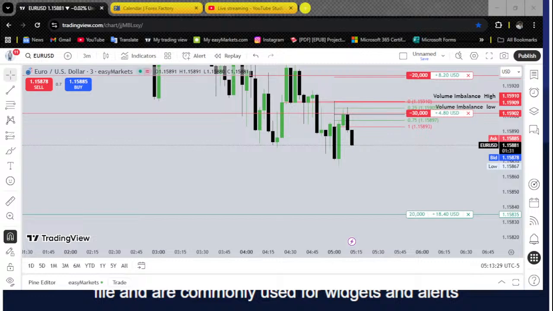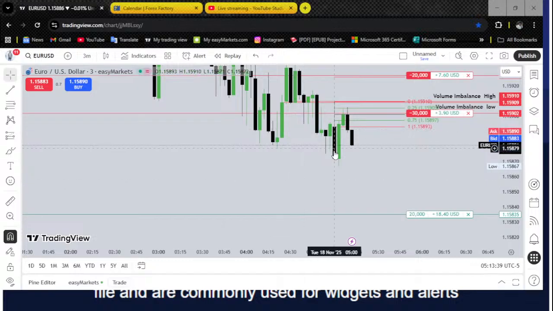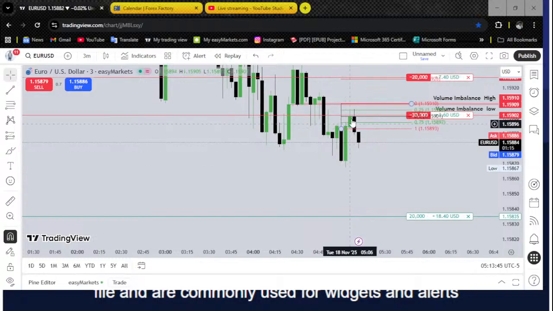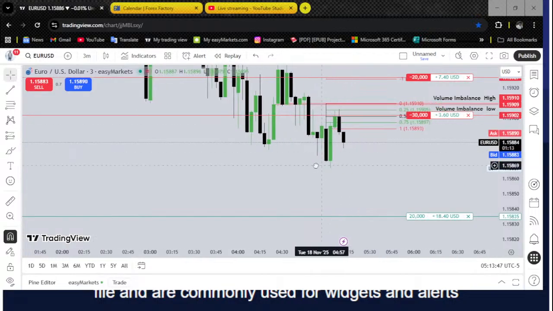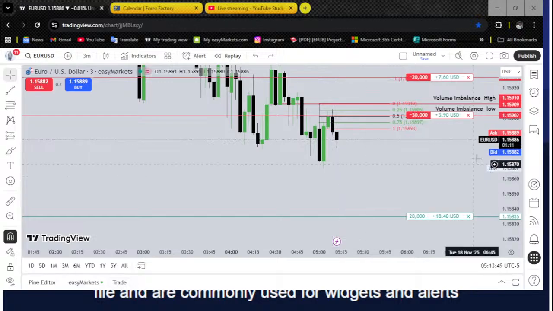So guys, I'm just expecting the market to go on. So guys, I expect the market to continue going this low, take this short-term low. After some retracement, now it's time for the market to continue going down.